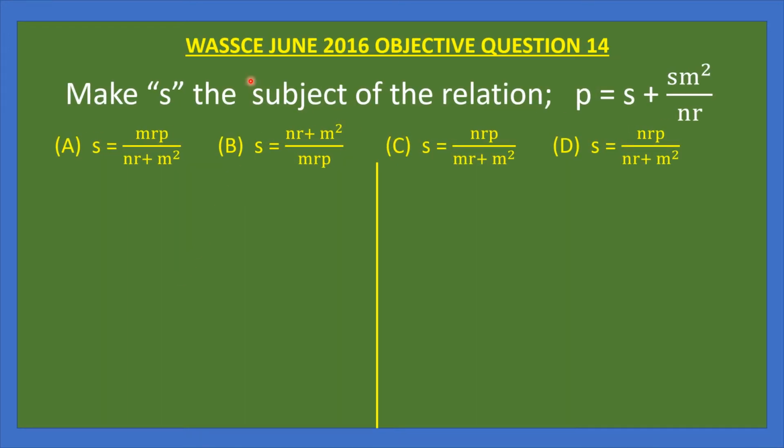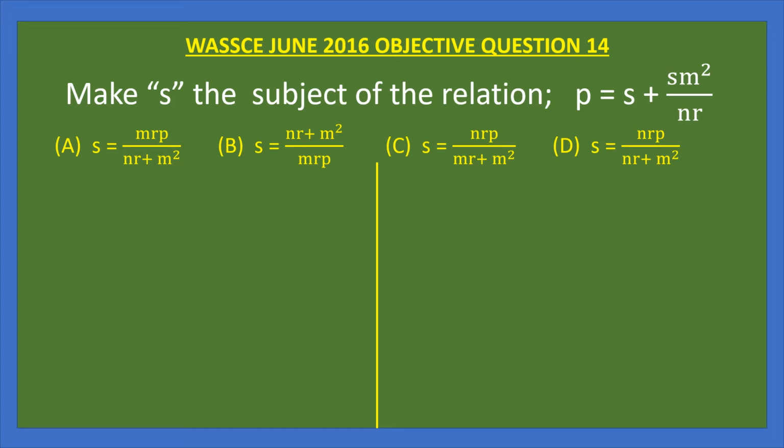Okay, let's take the next question. West African Senior School SAT, June 2016, objective question 14. Make S the subject of the relation P is equal to S plus SM squared over NR. We have the options here, option A, B, C, and D. One of them is the correct answer.